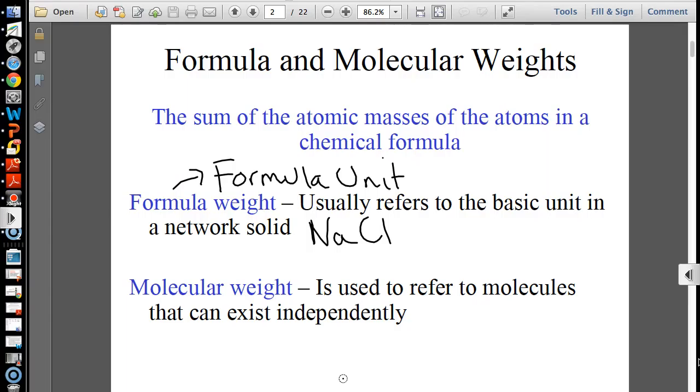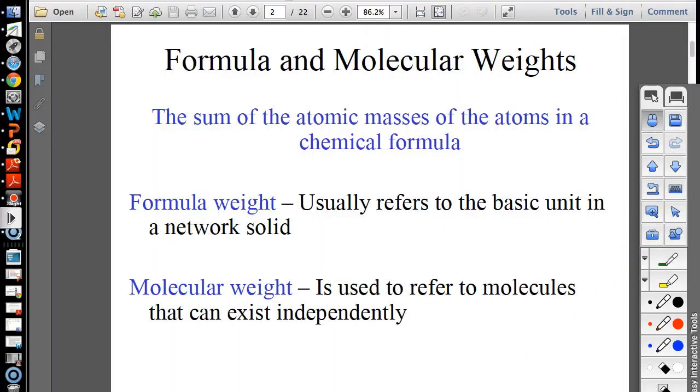And what is the name of something that is covalently bonded? Molecule. So molecular weights are used for covalent compounds. If I was going to find the mass of carbon dioxide, then it would be the molecular mass because this is a molecule. That's pretty straightforward, just some vocab before we get going. Anybody sad about that? No sadness? Okay, cool.